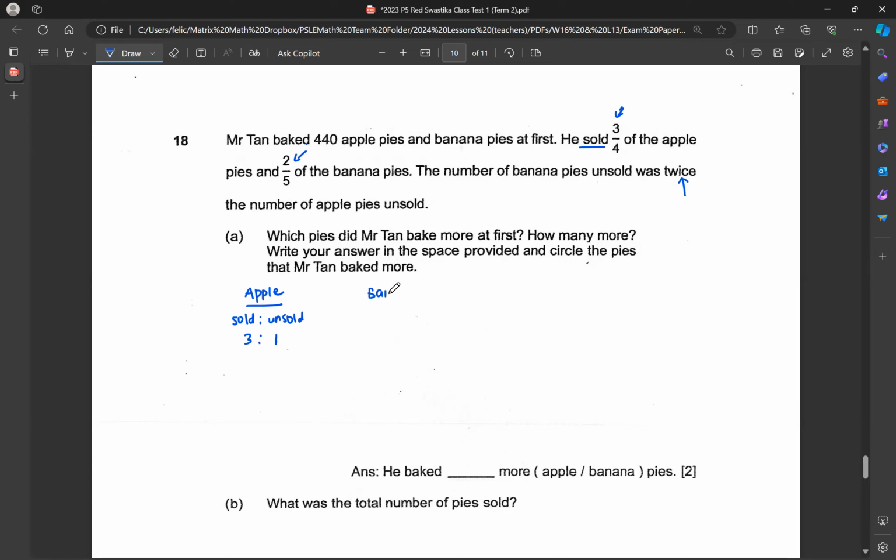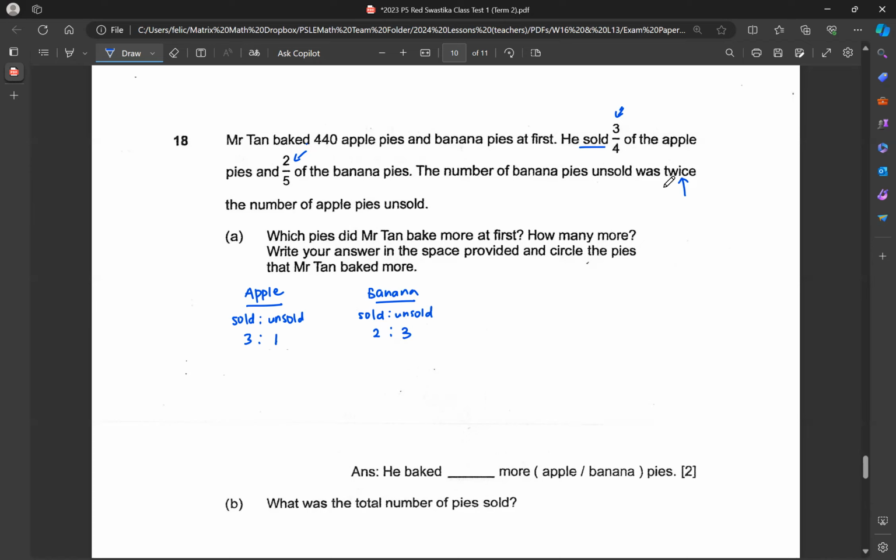Okay, we're going to do the same for banana. So banana, same thing, I'm going to write sold versus the unsold. So I sold 2/5 of the banana pie, so sold 2 units. Unsold, if I sell 2/5, means I did not sell 3/5, correct? So if I didn't sell 3/5, means unsold is 3 units.